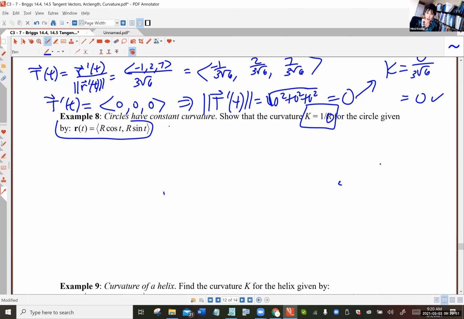To get the curvature formula, we're going to use the same formula as I did in example 7. So we're going to need to get big T prime. That means we need to get big T first. So I get the velocity vector, the derivative, r prime, and then I need to unitize it. So I'm going to have to figure out the magnitude of that.